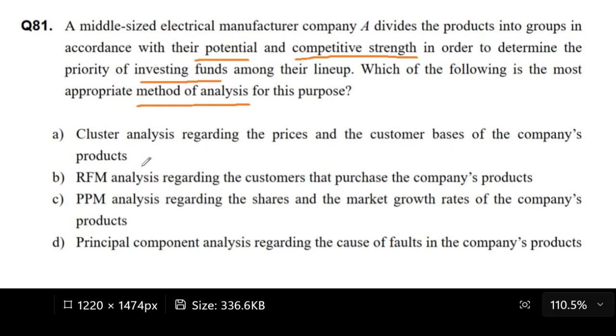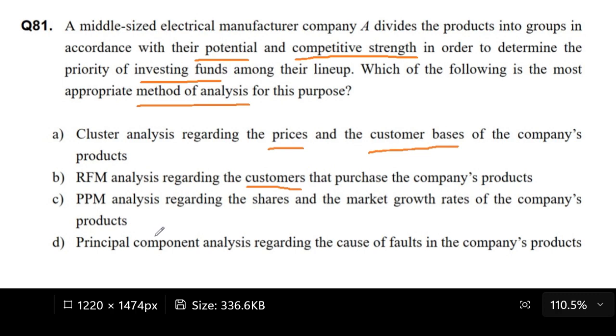For letter A, it's saying that cluster analysis regarding the prices and the customer bases of companies' products would be the most appropriate method to do this task. So it's talking about prices and customer bases, which would be the things that we'll need to know which products would be at the top of the priority list for our investments. Let's go to the next letter B, RFM analysis regarding the customers that purchase the company's products. In this case, it's also focusing on the customers, but not much on the prices.